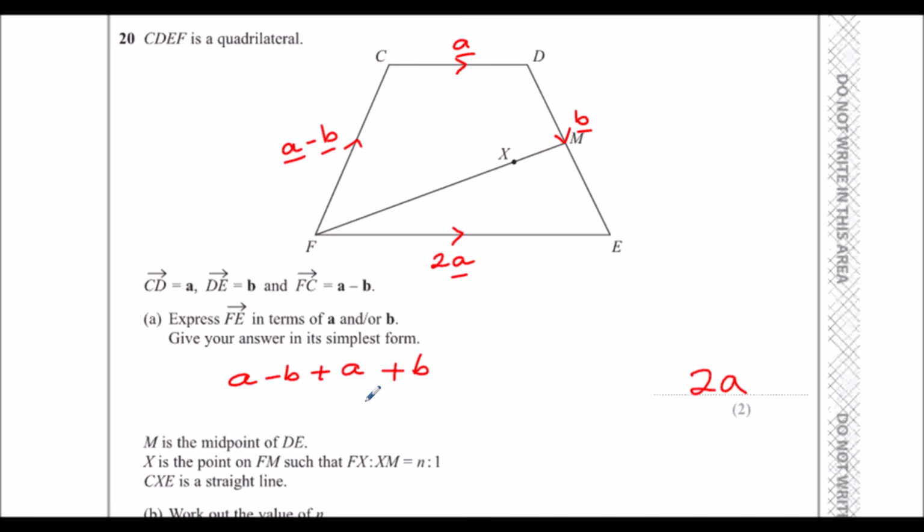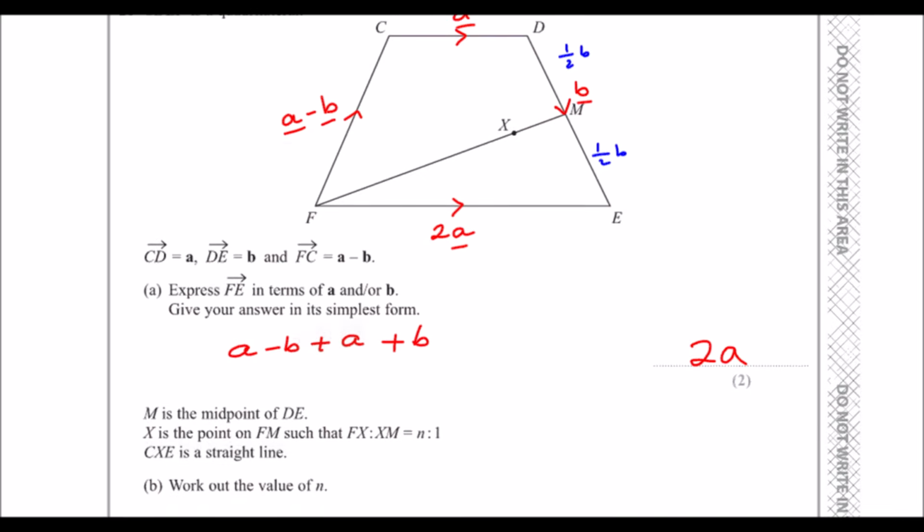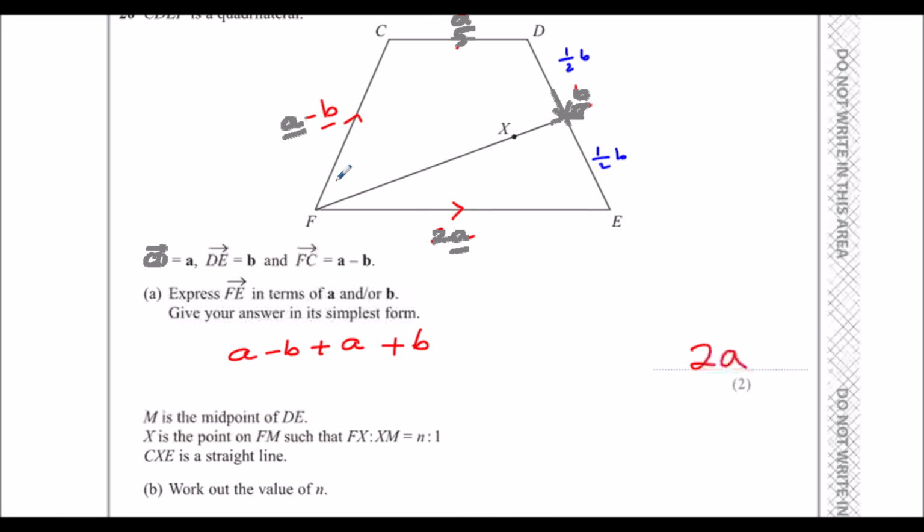Part B. M is the midpoint of DE. So M is halfway. So D to M is half a B. I'm just going to write this in a different color. And M to E is half a B. X is the point on FM, such that FX to XM is N to 1. So that doesn't really tell us anything. It's just saying that it's a fraction of the way across. I'm not going to write anything for that.